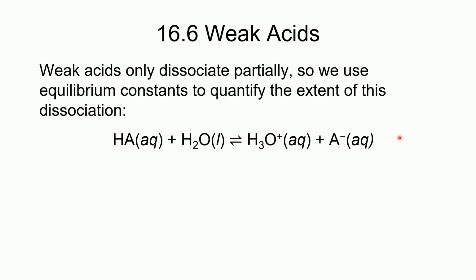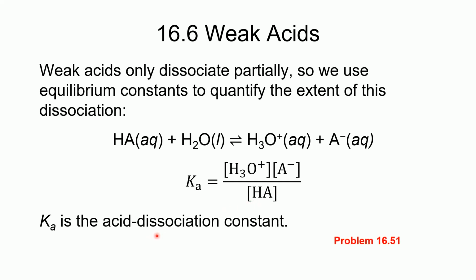Here is a generic example, a weak acid HA. A could be any number of things, but when we put this weak acid into water, it dissociates and gives us hydronium ion and the conjugate base of our acid. We can write the equilibrium constant expression for this. We will call it Ka, because A is for acid: Ka equals hydronium times the concentration of the conjugate base, divided by the concentration of our weak acid. You'll notice that the water is not in the expression because water is the solvent.